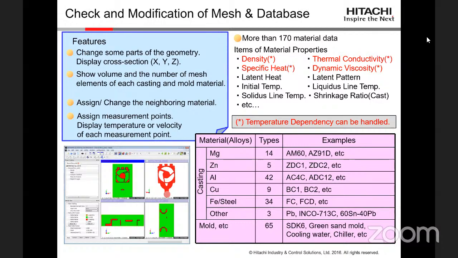We have more than 170 materials available in the library for castings as well. We have more than 65 materials in the library for the molds. It may be metallic molds, sand molds, or shell molds. Chills, investment, exothermic sleeves, insulation sleeves, and coolings are there. So everything is available in the software.